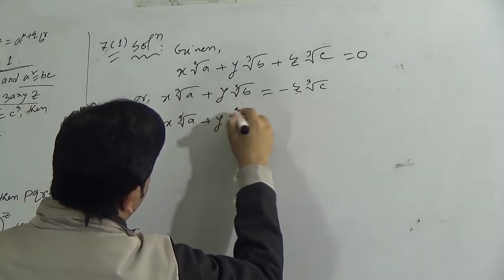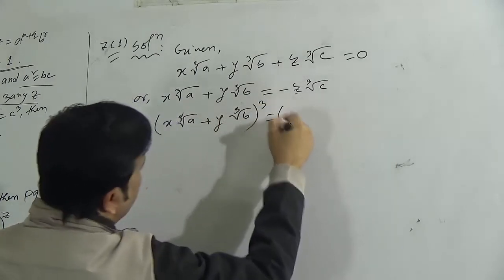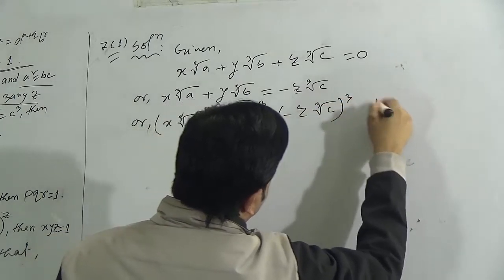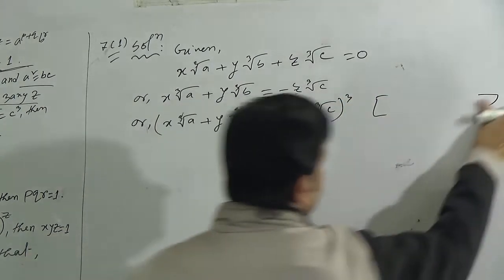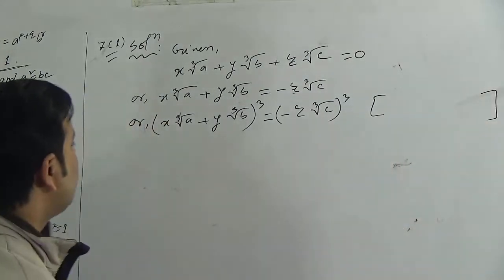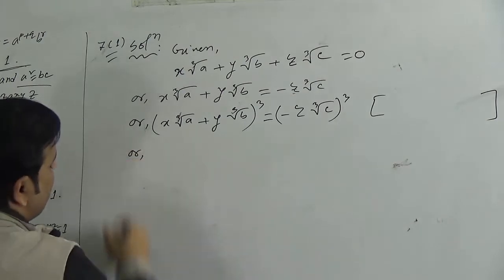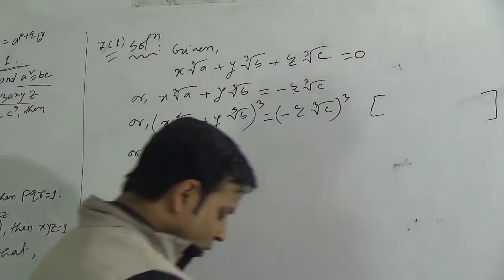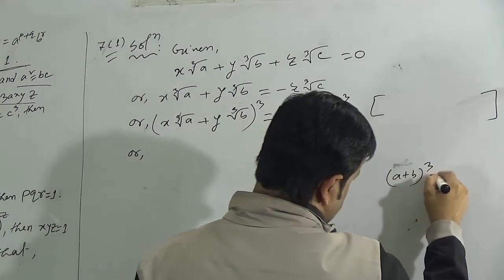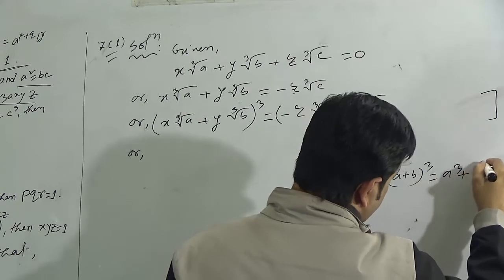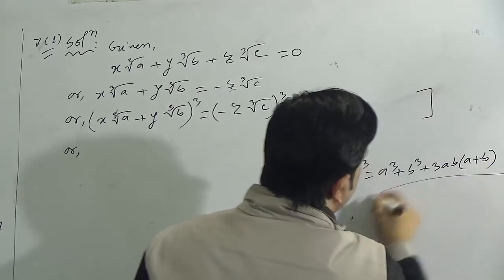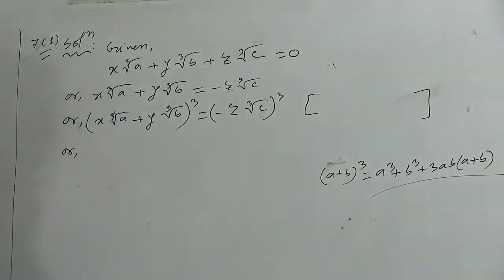This means (cubic root of x A plus y cubic root of B) whole cube is equal to (minus z cubic root C) whole cube. Taking cube on both sides, if you want you can write the side note here, taking cube on both sides. Now if we do the cube here, what we will get in the left side? Dear students, in case of cube, you know our formula, that is (a plus b) whole cube is equal to a cube plus b cube plus 3ab into (a plus b). If you apply this formula here, you will get the answer easily.